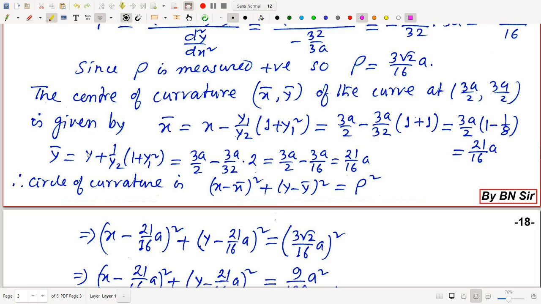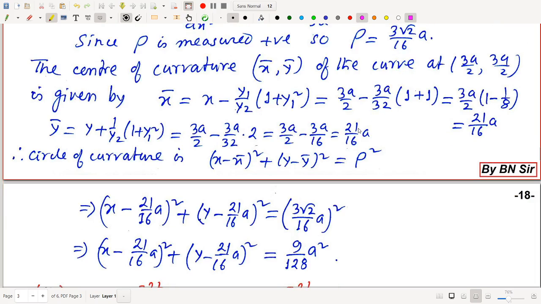Then y bar is y plus 1 by y2 over 1 plus y1 square. y is 3a by 2 and 1 by y2 is minus 3a by 32, because y2 was 32 by 3a with a minus sign, and this y1 square is 1 actually, that's why it is 2. So again 3a by 2 minus 3a by 16, finally similar to previous one, 21 by 16a. So x bar, y bar obtained means center of curvature we have got.